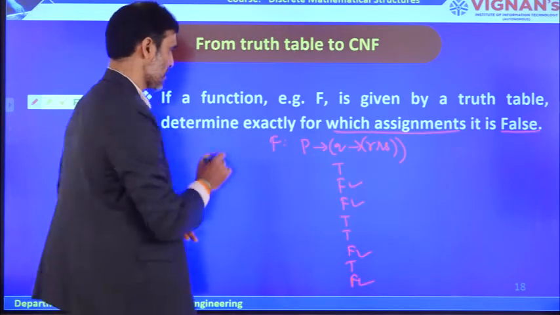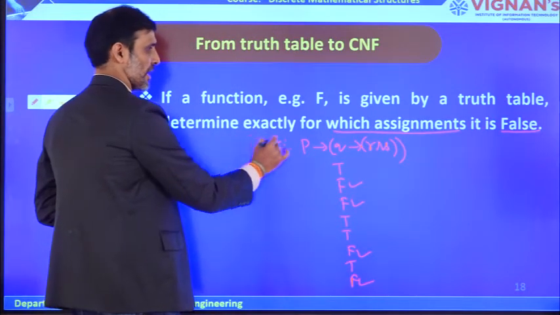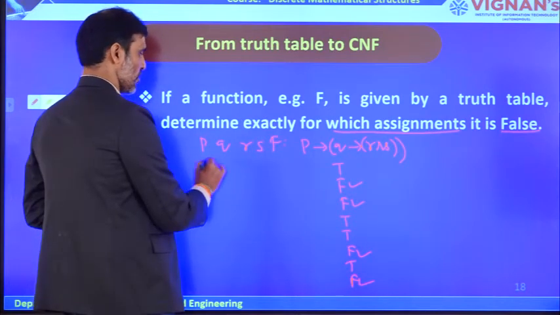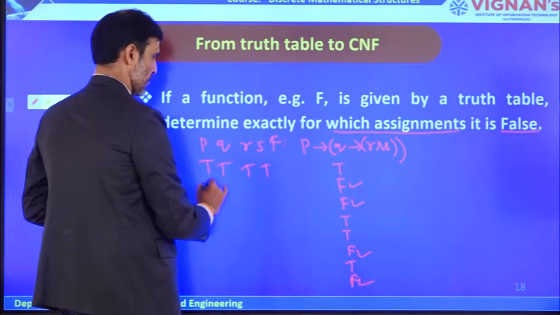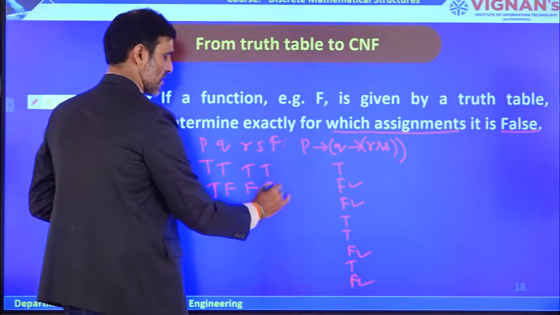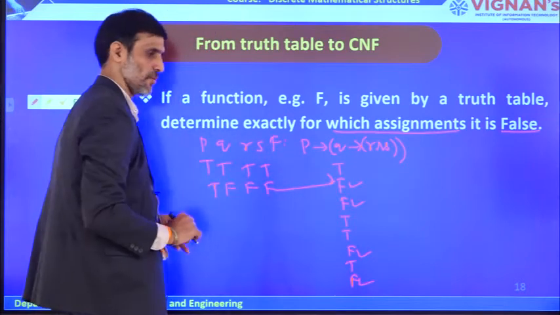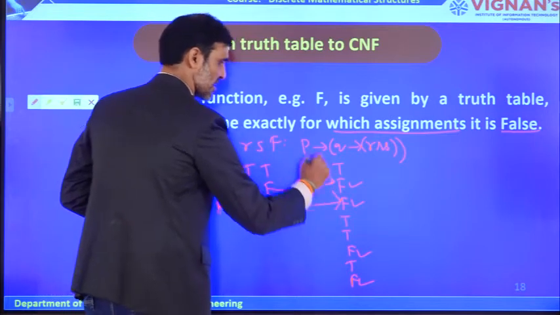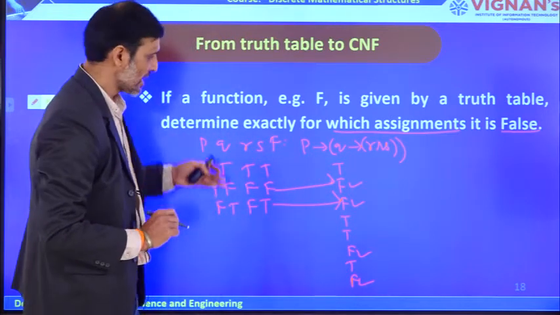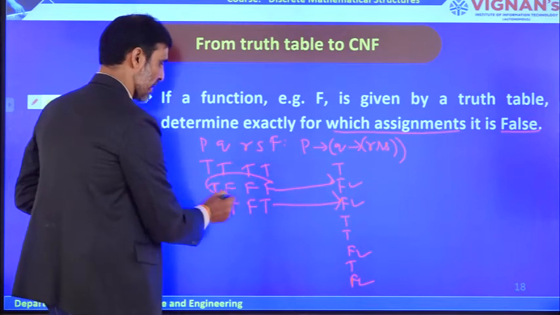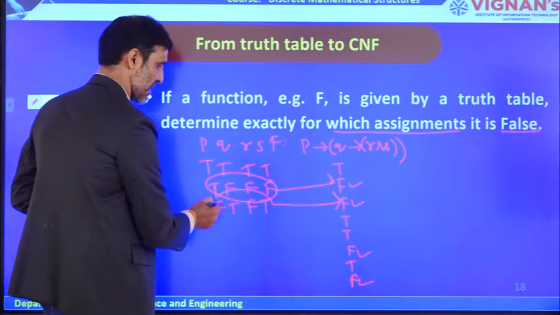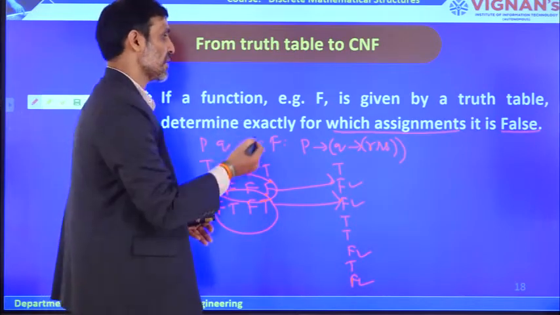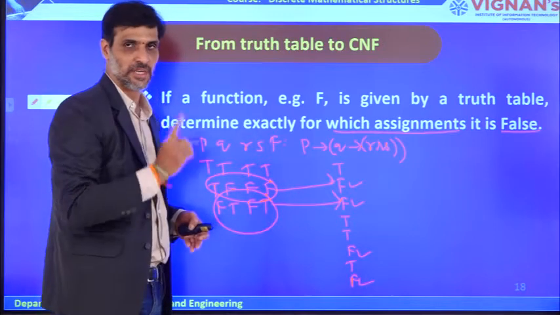For which assignments? Suppose I have taken four variables P, Q, R, S. True, true, true, true. True, false, false, false. Suppose for this assignment you got a false value. Similarly, false, true, false, true. Assume that for this assignment you also got a false value. This is one assignment for which it is false, and this is another assignment for which it is false. Like that, you need to identify the assignments for which it is false. That is the first step.